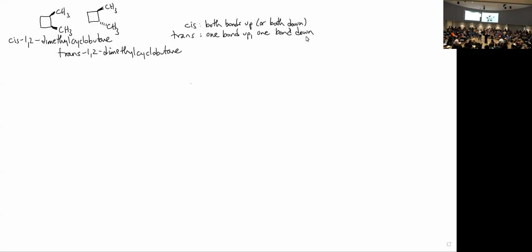This is not like ethane. Both staggered and eclipsed ethane are still both ethane. They're the same molecule. All we've done is rotated around that carbon-carbon bond. But those two now legitimately are different molecules. And so we need different names for them.